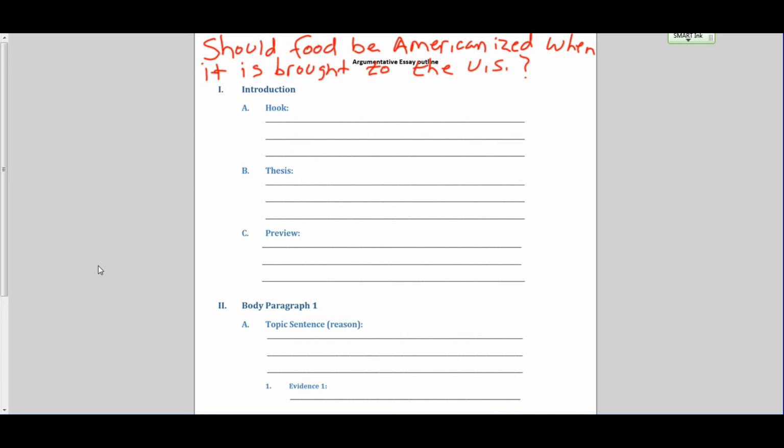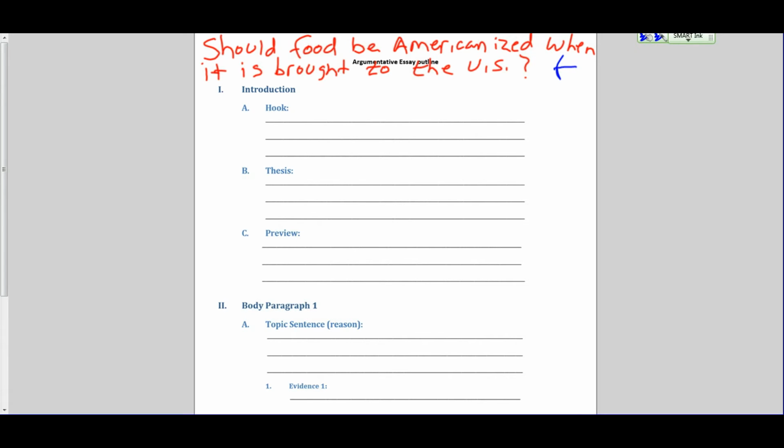First thing we need to do when we write an argumentative essay is to make a claim. What I mean by that is we need to take a side, you need to stay on one side or the other. So when I read the article, I constantly think about, should food be Americanized when it's brought to the U.S.? After thinking about it, I take a stand. So since most of our classes said yes, that it should be, that's the stand I'm taking today.